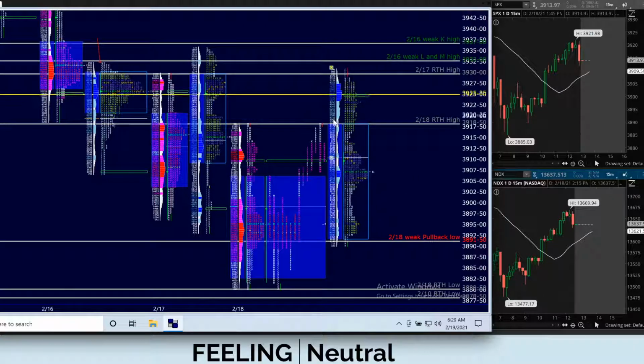Okay? If the gap fails to fill, so let's say the market opens right here, comes down a tick or two, and then it just starts going higher, you want to go long with that trade because that is what's called a gap and go. And oftentimes when you get a gap and go, the market never comes back down to those levels again for the rest of the day. It just keeps pushing higher.